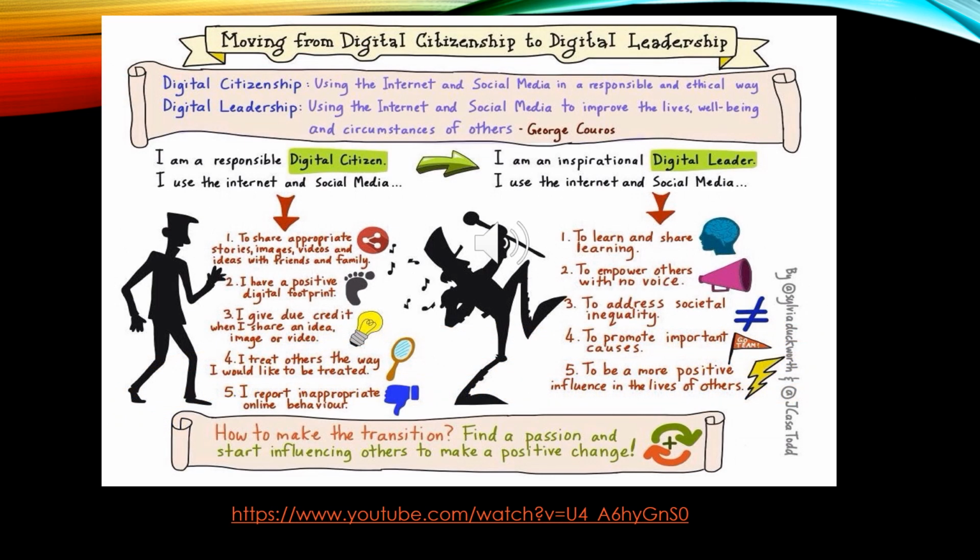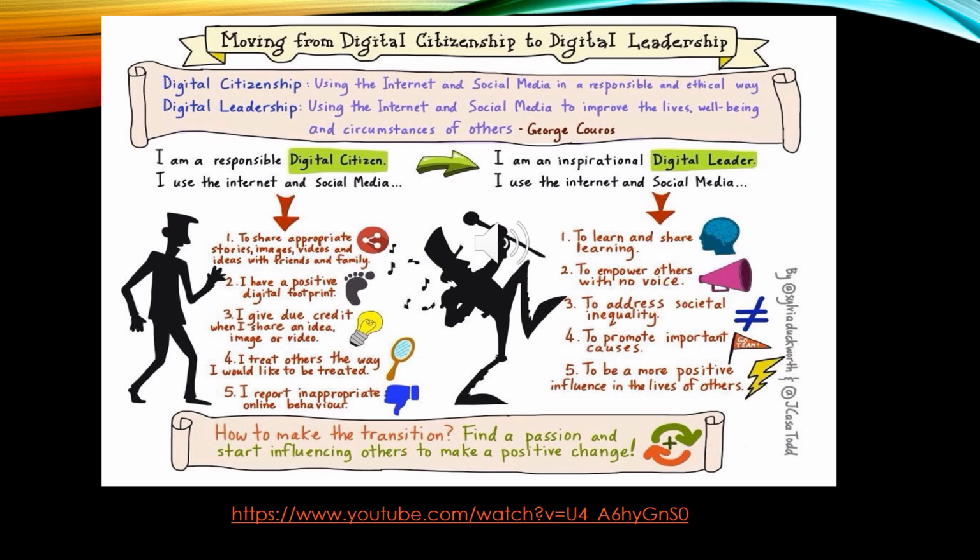Jennifer Casa-Todd is focusing on moving digital citizenship towards digital leadership. As George Couros describes it, digital citizenship is using the internet and social media in a responsible and ethical way, while digital leadership is using the internet and social media to improve the lives, well-being, and circumstances of others.